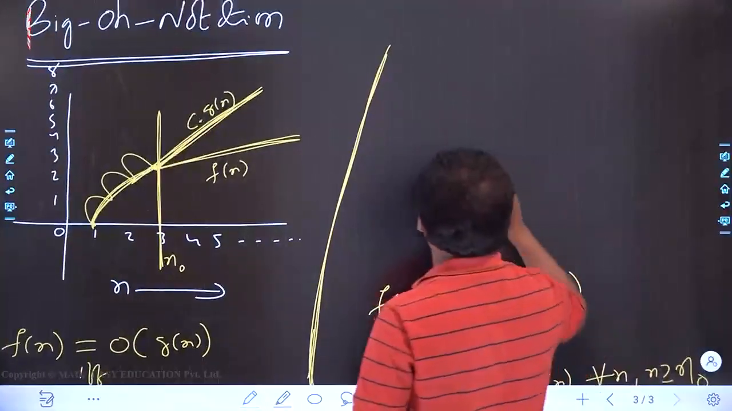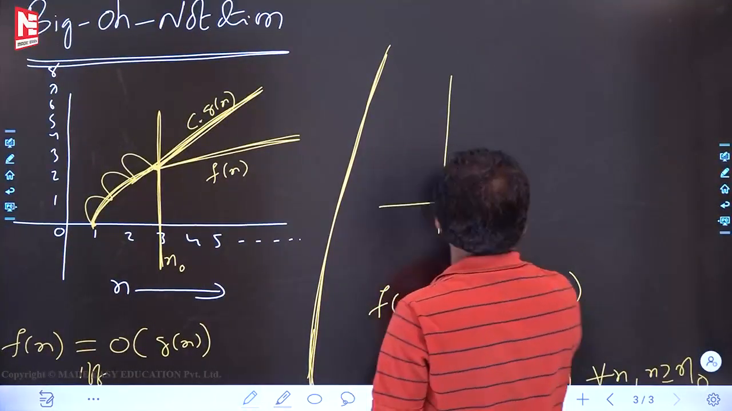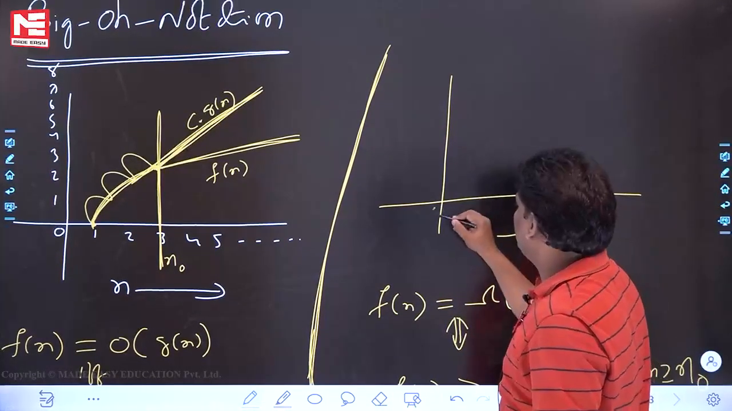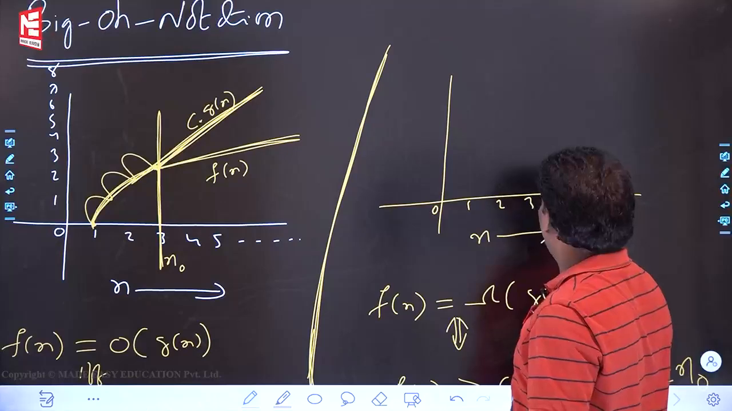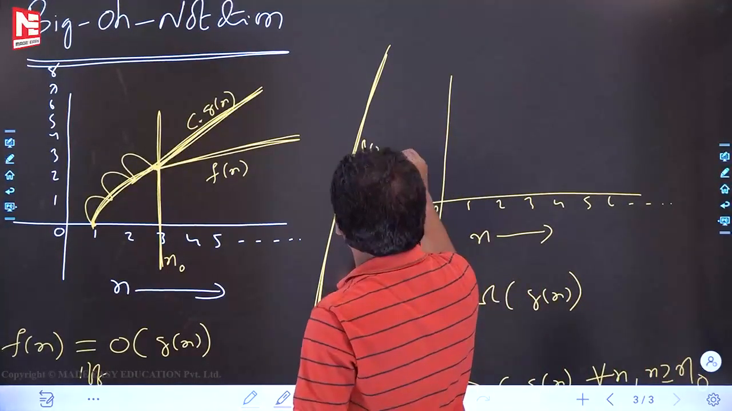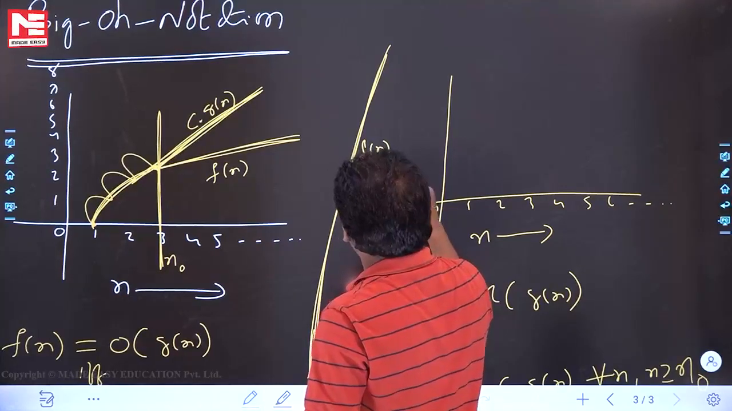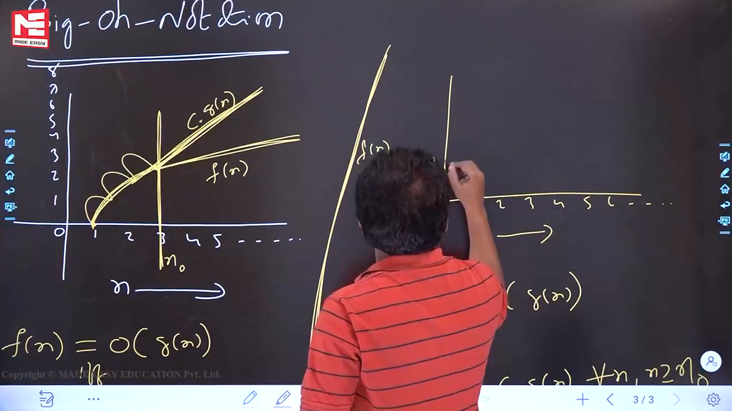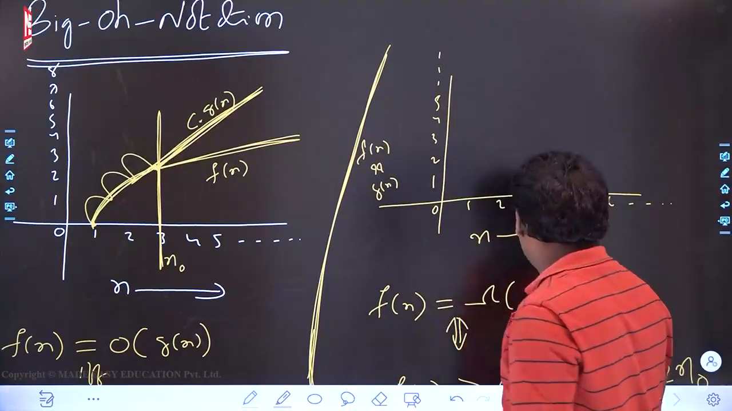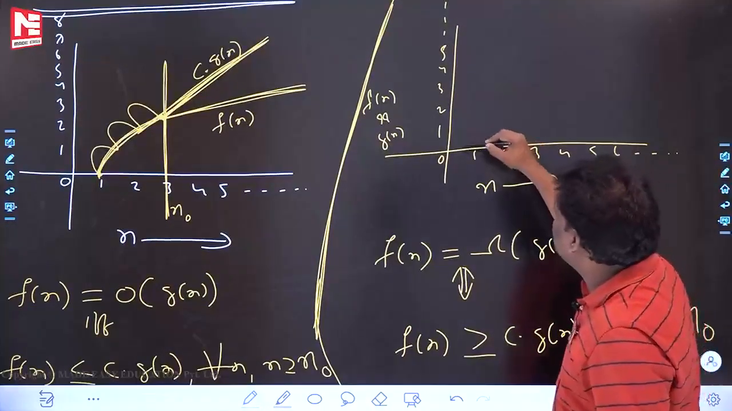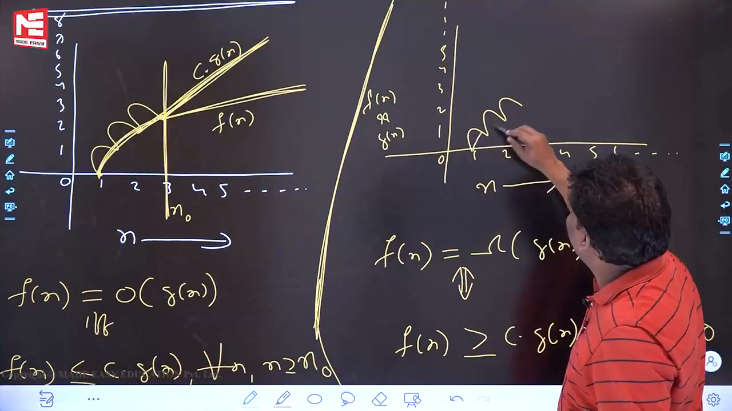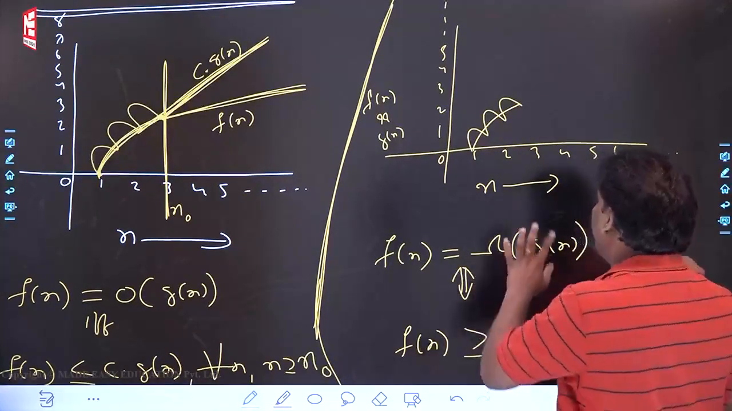Now some people are asking, what is the diagram? You know very well, it is the same diagram. Here is n, 0, 1, 2, 3, 4, 5, 6 and so on, with f and g as usual. Until some point we cannot say anything. Assume this point, don't worry about it at all. I want to say we cannot comment.